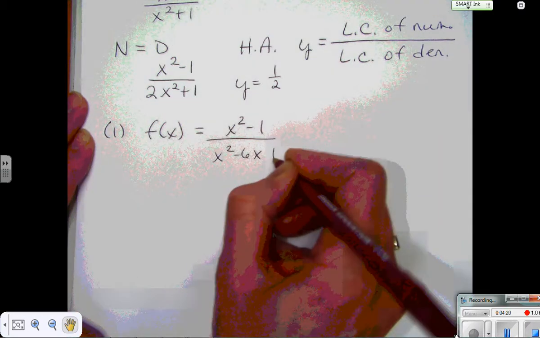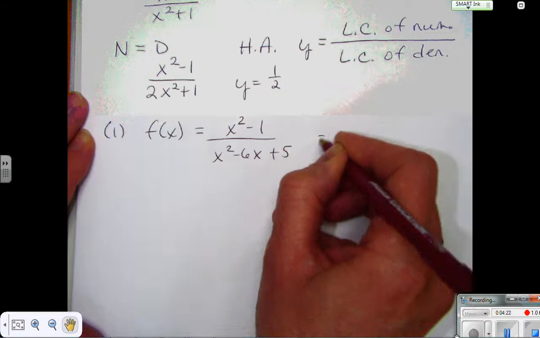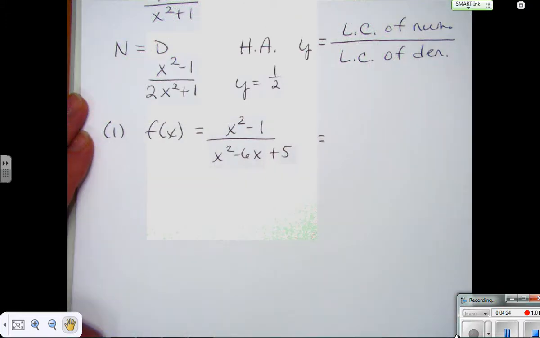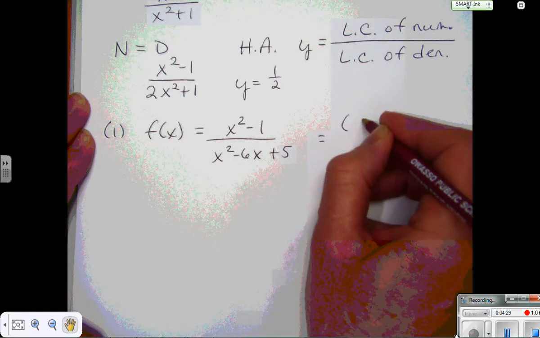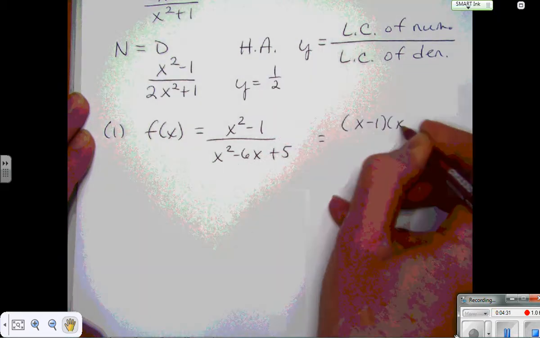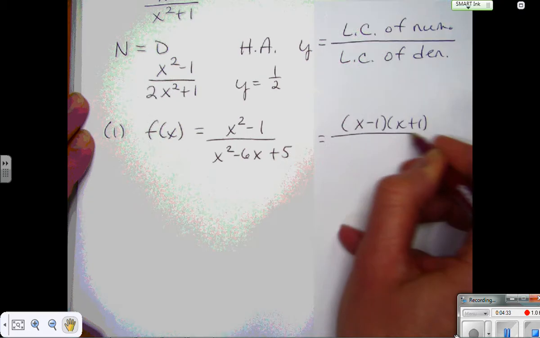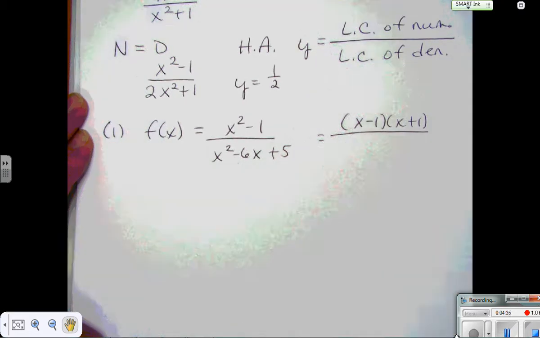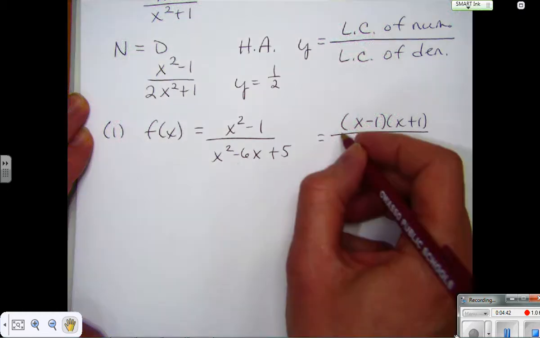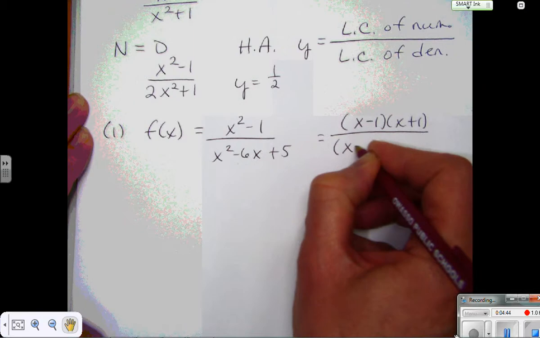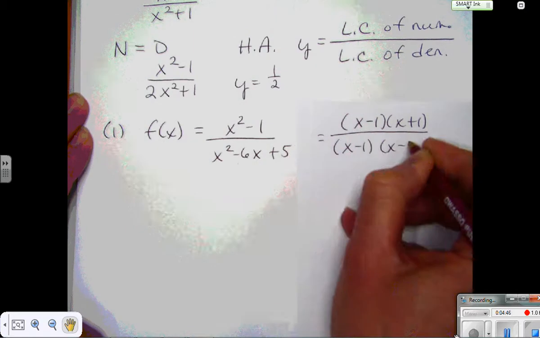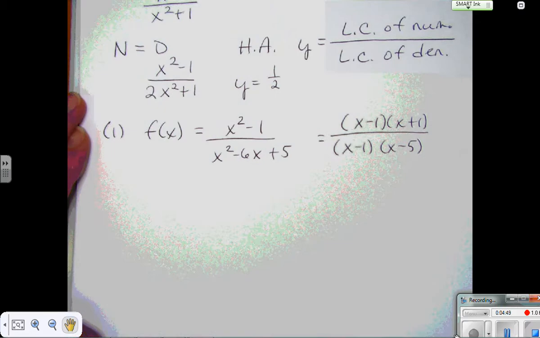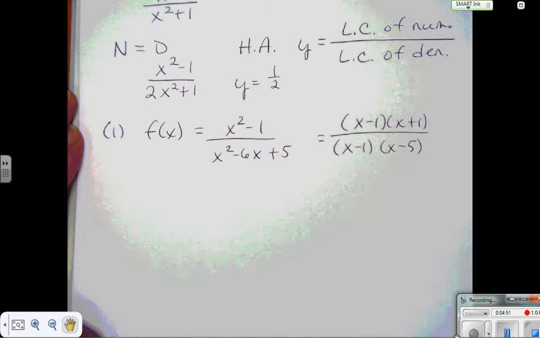I'm going to take the numerator and the denominator, and I'm going to factor if I can. So the numerator here is a difference of 2 squares. Okay, so it's going to factor into a pair of conjugates, x minus 1 and x plus 1. And then the denominator, 2 factors of 5 that will add to be a negative 6. Okay, x minus 1 and x minus 5. Any questions?